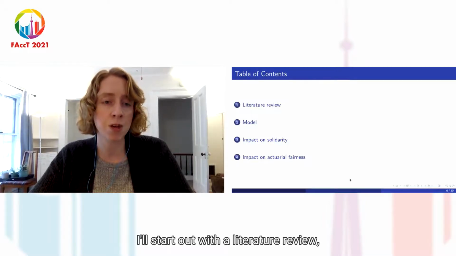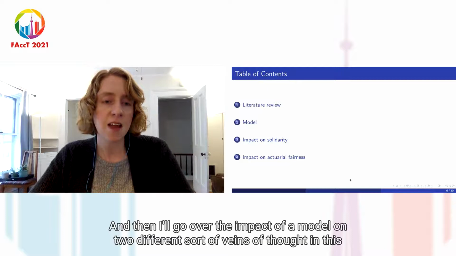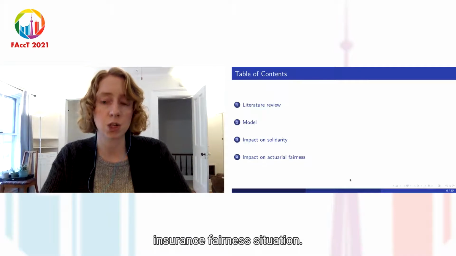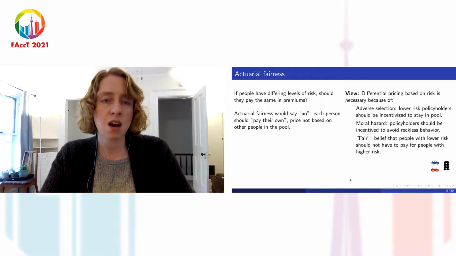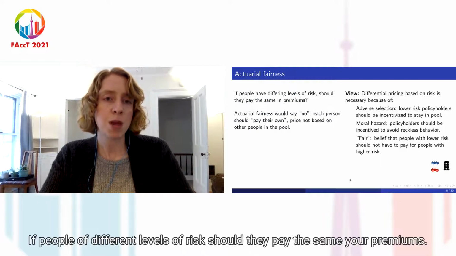I'll start out with a literature review, then discuss our model, and then I'll go over the impact of our model on two different veins of thought in this insurance fairness situation. So first I'll start out with the literature review. We'll think of the key question: if people have differing levels of risk, should they pay the same in premiums?